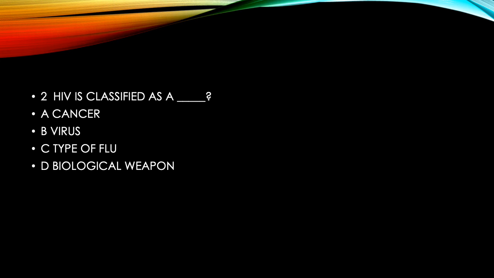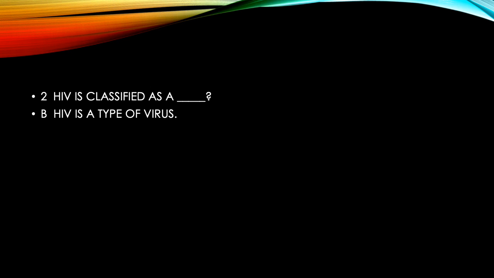Number 2, HIV is classified as a blank. Answer choices are a cancer, a type of virus, type of flu, or a biological weapon. HIV is classified as a blank. It is a type of virus.